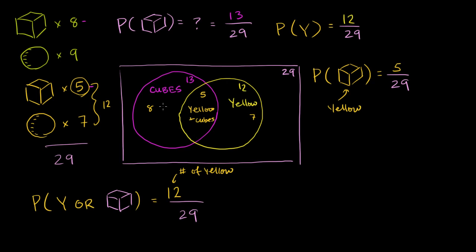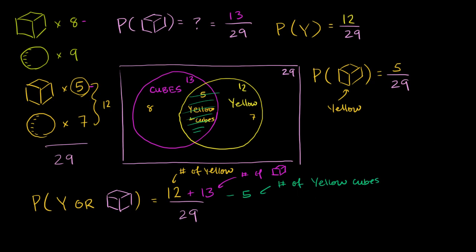So then we have to essentially count the number of cubes, which is 13. And we'll have to subtract out this middle section right over here. So minus 5. So this is the number of yellow cubes. It feels weird to write the word yellow in green. The number of yellow cubes.